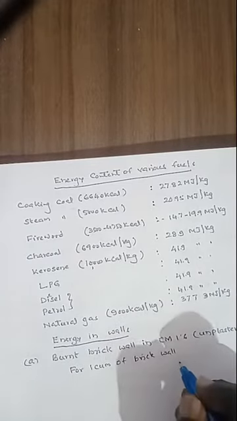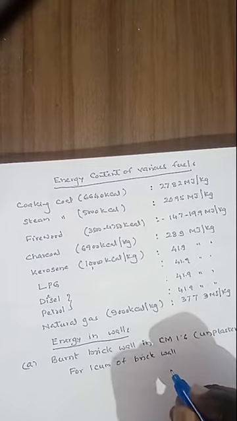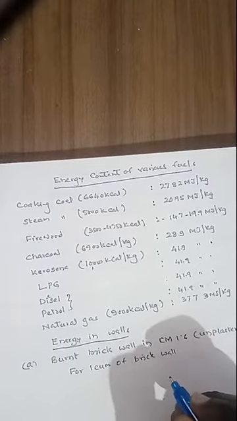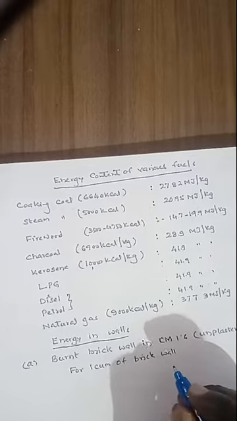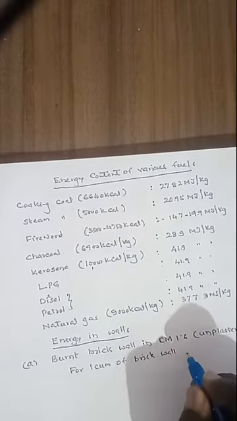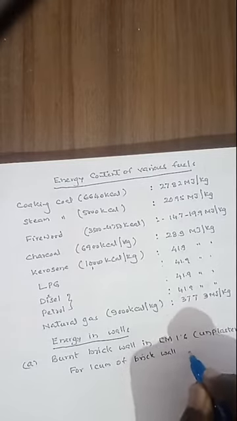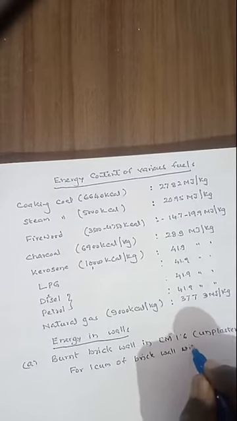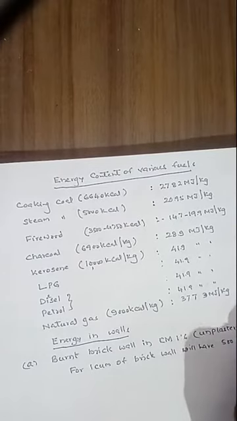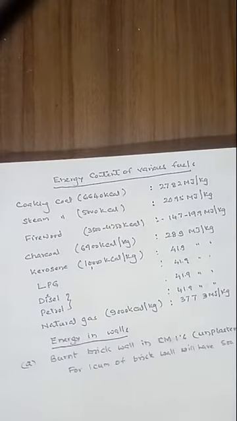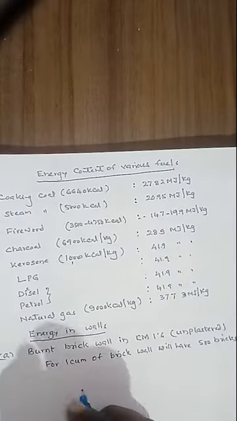the size of the brick is 20 by 10 by 10, or 230 by 115 by 75 millimeter. The number of bricks required for 1 cubic meter of brick wall: there is a need of 500 bricks, including wastage and everything. So 500 bricks are required for 1 cubic meter.